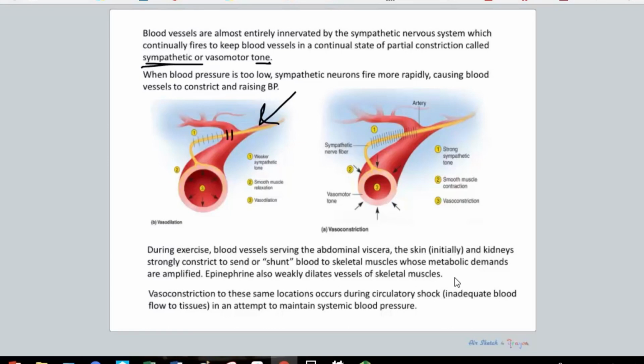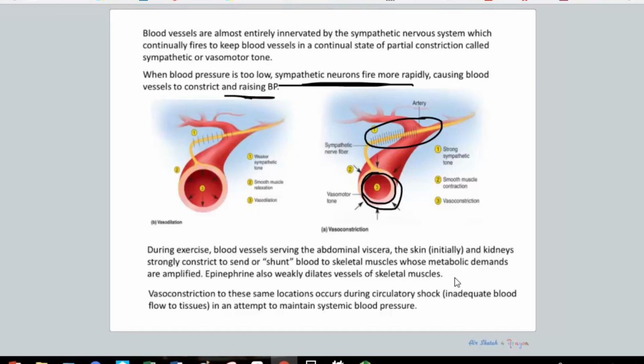These little slashes right there represent impulses that are coming down the sympathetic neurons and causing some constriction of the smooth muscle layer there. Now, when blood pressure is too low, the sympathetic neurons fire more rapidly, which is what you're seeing there, and that causes vasoconstriction and widespread raising of blood pressure. This is also how, let's say, during exercise, when we want to send blood to skeletal muscles.